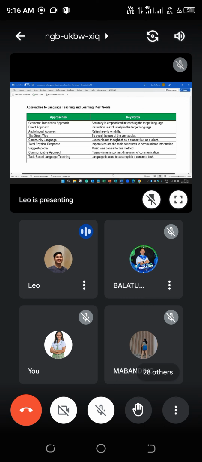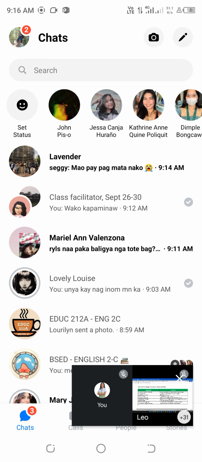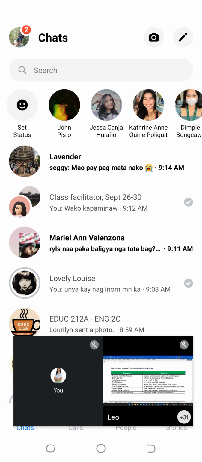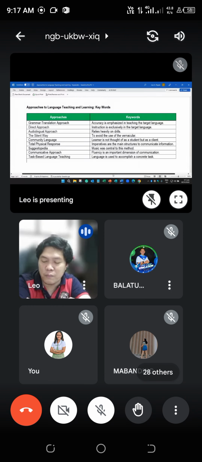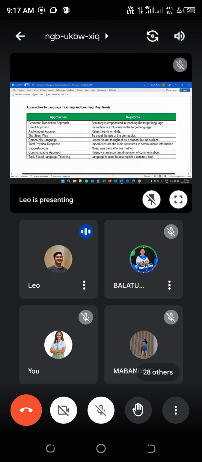The last one is task-based language teaching. In TBLT, the central component of this approach is the task. Students or learners are required to perform a task, and the tasks are divided into three phases: the pre-task, the during task, and the post-task. With each task, students are required to use the target language in completing it. These tasks may require students to use their speaking, writing, listening, viewing, and interpreting skills.